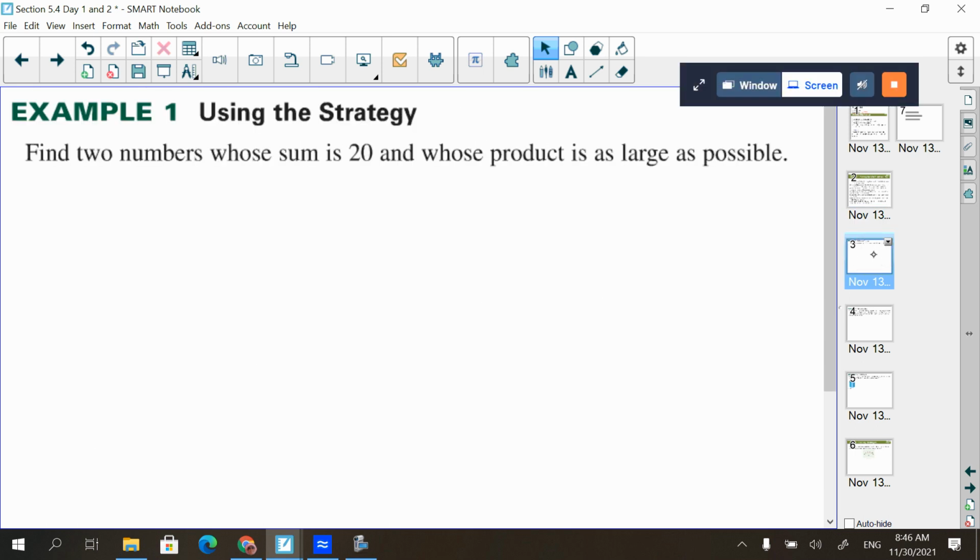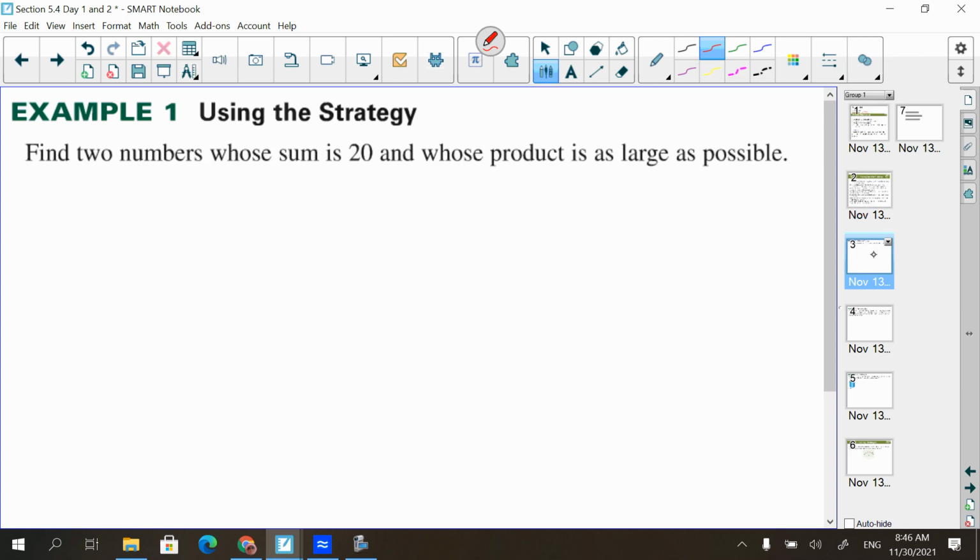Find two numbers. So we start out kind of easy. Find two numbers whose sum is 20 and whose product is as large as possible. So this one here, we can't draw a picture. It's not one that has volume, area, anything like that. But we're looking for two numbers. Now, a lot of times in the past, if you've had a question like this, you've just kind of guessed and checked things. But what we want to do is mathematically solve it.